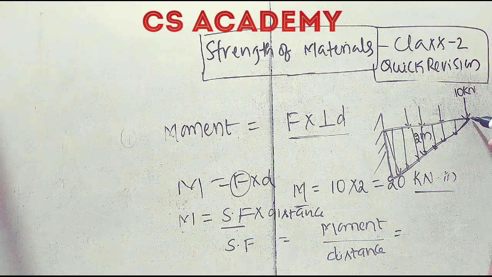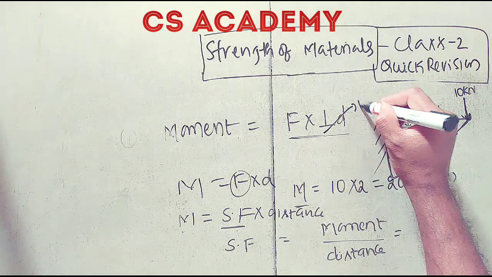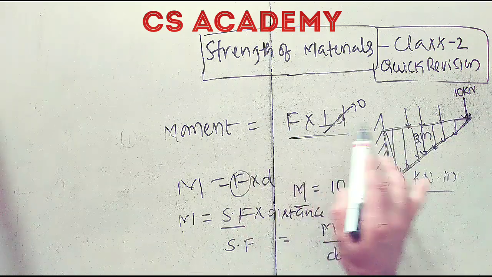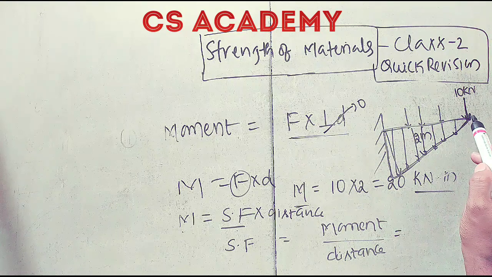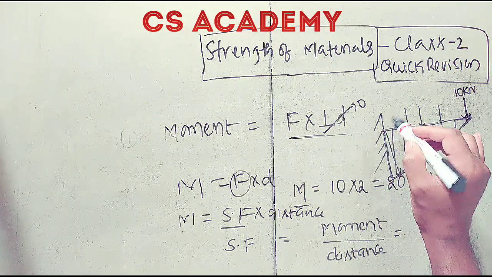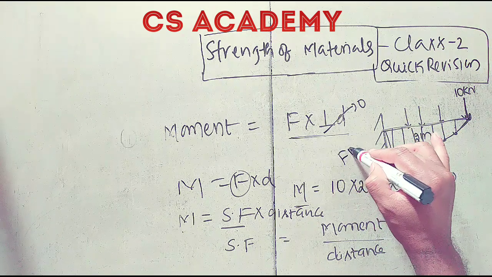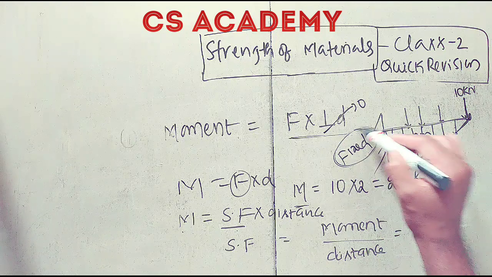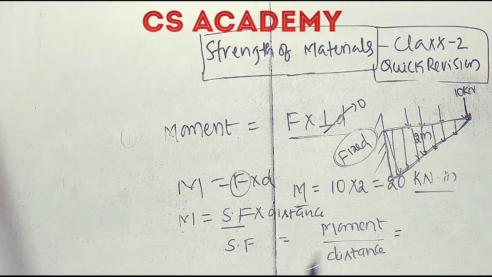See here, the moment will be 0 here, because force into distance gives a moment of 0 when the distance is 0. Force into perpendicular distance: the force will be there but there is no distance. As it goes on, the moment increases. The maximum moment happens at the fixed support.